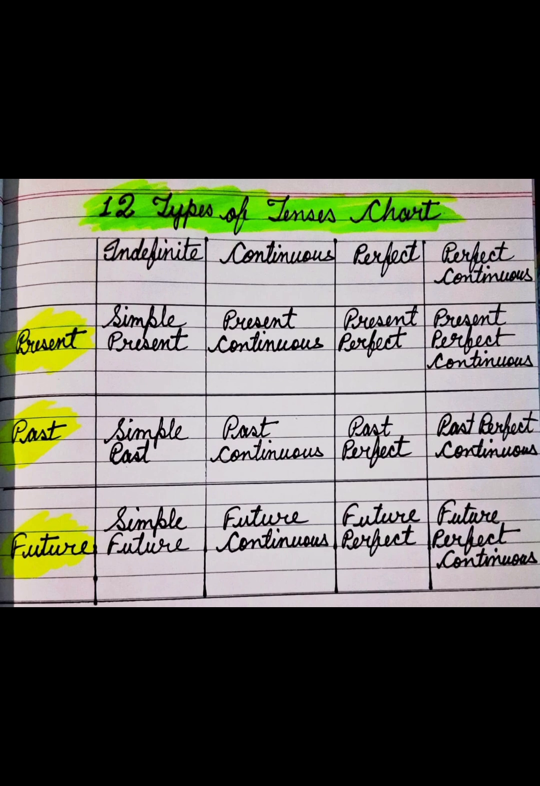Present means what? Now. Past means before. Future means later. And each one has simple indefinite, continuous, perfect, perfect continuous. That's how we get all tenses.